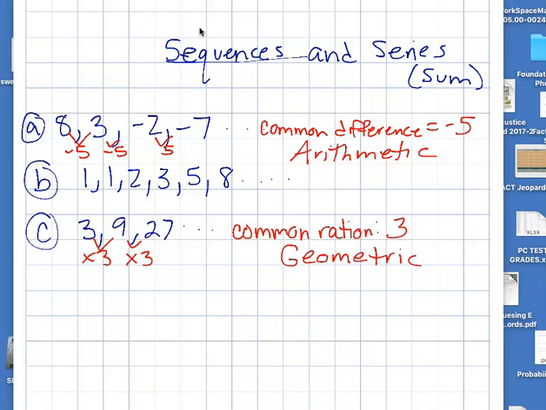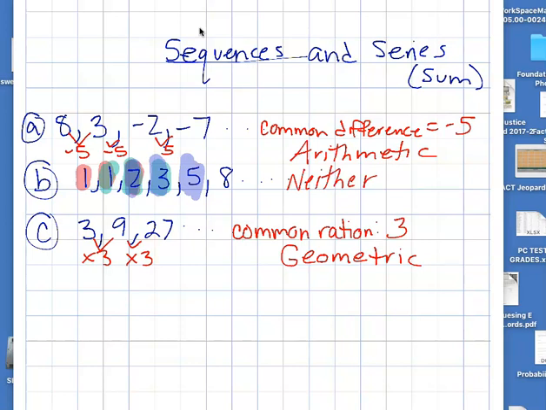Now this middle one, some of you might recognize it: 1, 1, 2, 3, 5, 8. It's pretty famous. It's called the Fibonacci sequence. To get it, we add the previous terms. 1 and 1 makes 2, 1 plus 2 is 3, 2 plus 3 is 5, and then we could keep going. So this one is neither arithmetic nor geometric.